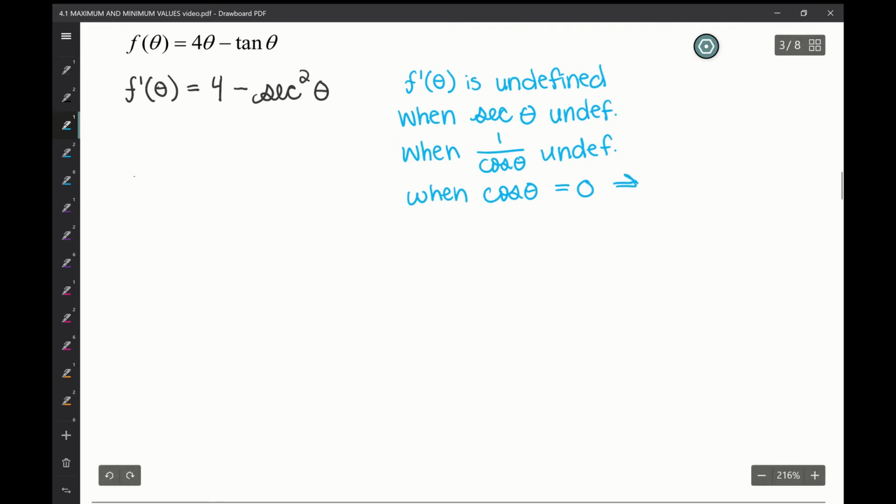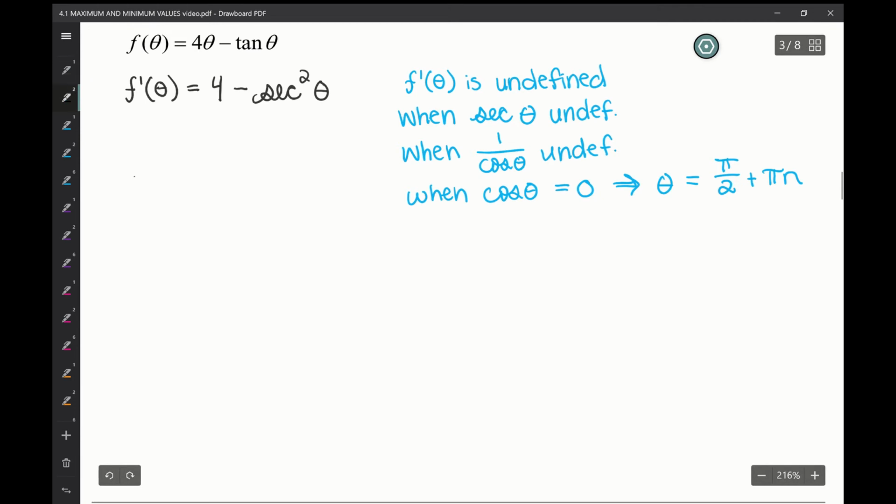That occurs when theta is equal to pi over 2, or when it's equal to negative pi over 2, or you can think of it as 3 pi over 2. But then because we're going to keep going around that unit circle, each time we move pi more around our unit circle, we're going to end up with cosine equal to 0. So our derivative is undefined when theta is equal to pi over 2 plus pi n.